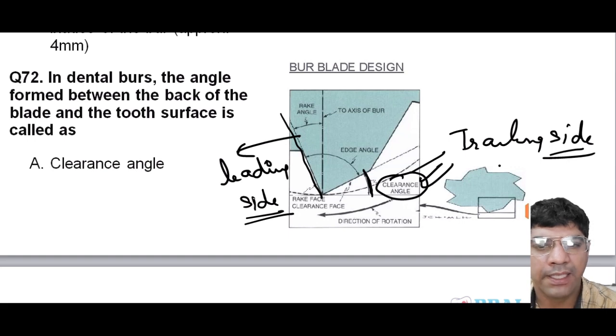When a dental bur cutting edge makes contact with the tooth surface, there is frictional force at play. This friction generates heat and results in wear and tear of the cutting edge of the bur. So over time, the cutting edge of the bur experiences wear due to the friction.